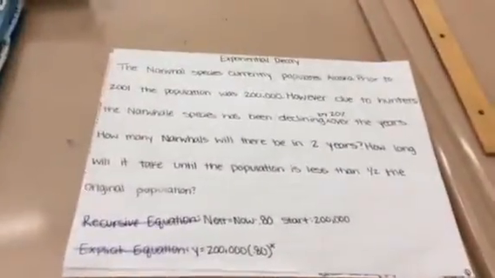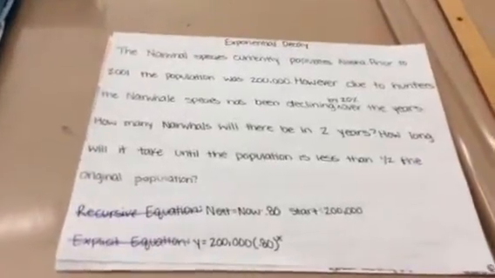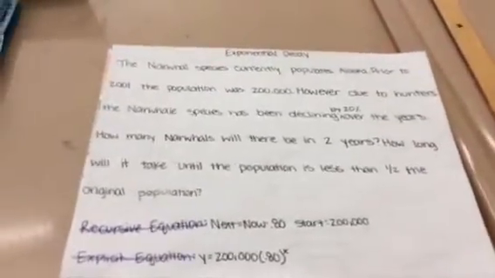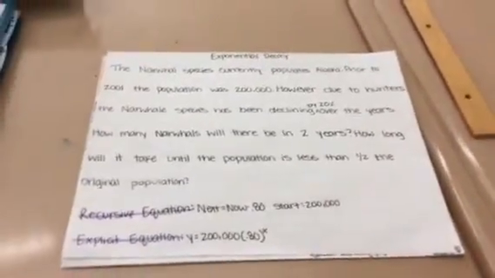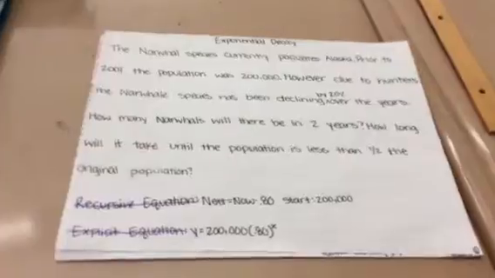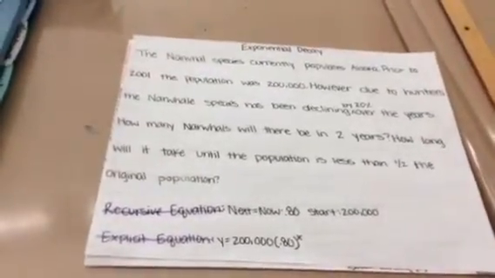The narwhal species currently populates Alaska. Prior to 2001, the population was 200,000. However, due to hunters, the narwhal species has been declining by 20% over the years. How many narwhals will there be in 2 years? How long will it take until the population is less than one-half the original population?